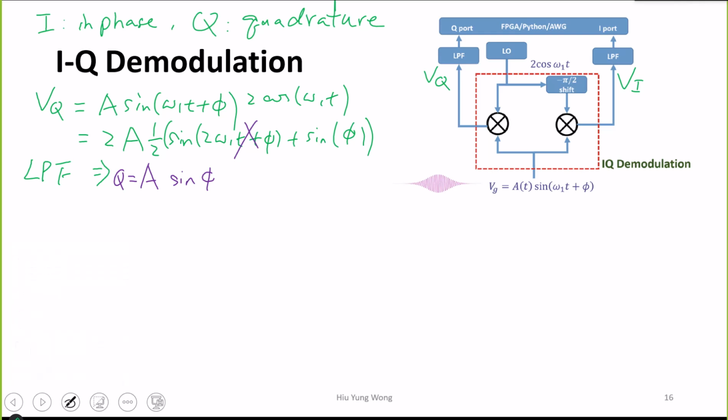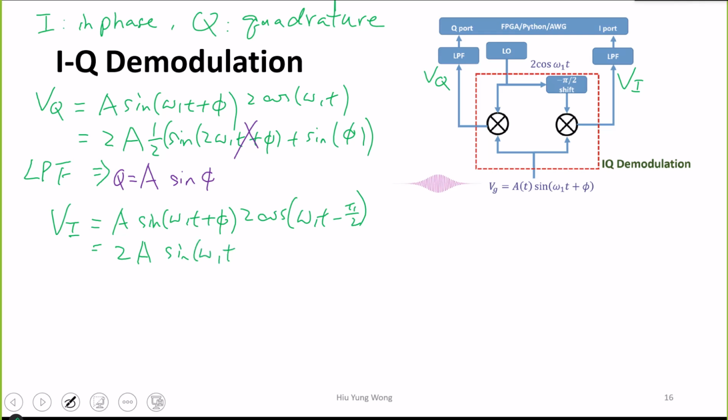And then I do the, oh, sorry. Let me quickly write this right. I do the I part also. It is A sine(omega 1t plus phi) times 2 cosine, this time omega 1t minus pi over 2, right? So again, you go through the math. This is 2A sine(omega 1t plus phi) times cosine of omega 1t minus pi over 2, which is the same as sine omega 1t. Okay? And you go through the math.